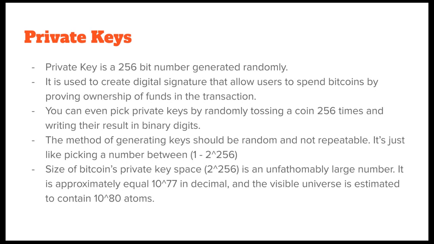Now, just to get an idea how big the size of Bitcoin's private key space is, the visible universe is estimated to contain 10 raised to the power 80 items. And this is nearly equal to the size of Bitcoin's private key space, which is approximately equal to 10 raised to the power 77.